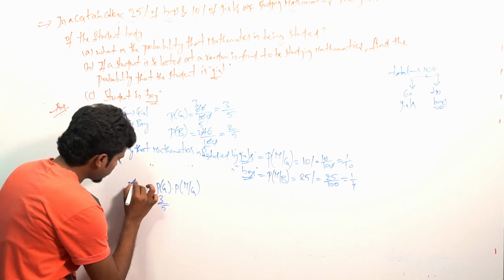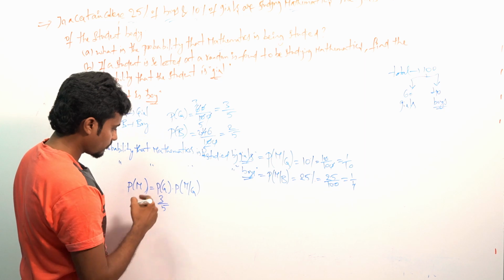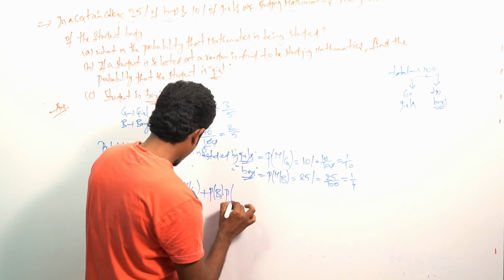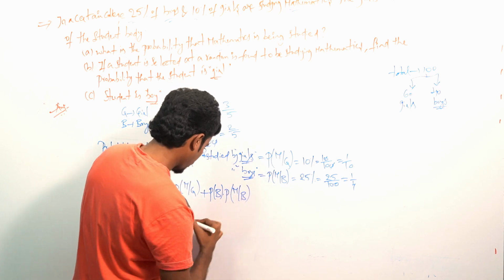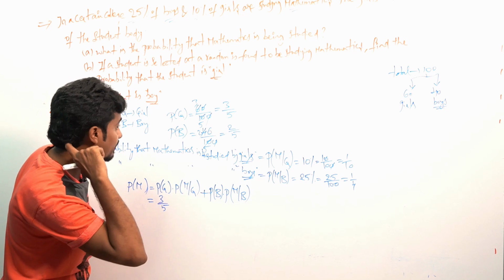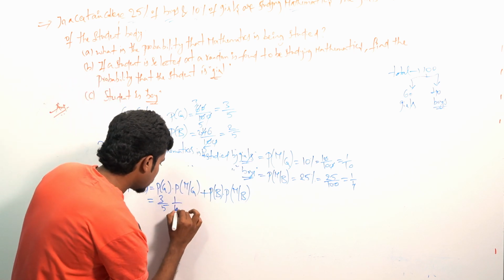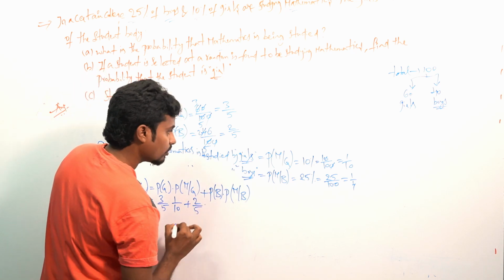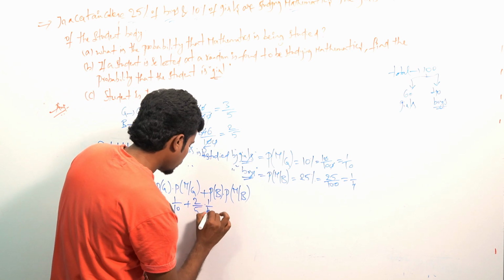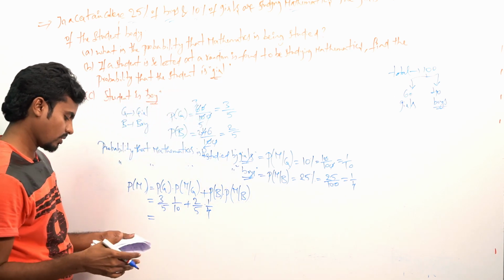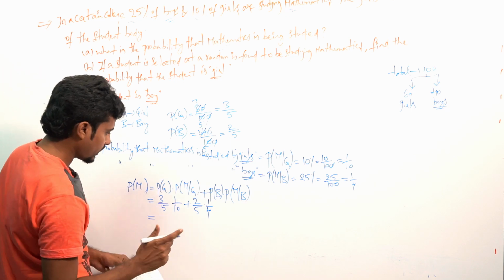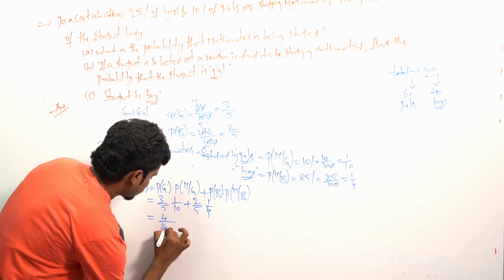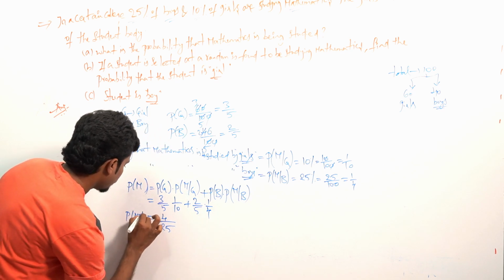If I take the whole mathematics, P of M, what will happen? P of G into P of M by G plus P of B into P of M by B. Here 3 by 5 into M by G means 1 divided by 10, plus P of B, which is 2 divided by 5, into P of M by B, that will be 1 divided by 4. If you solve this, you will get 4 divided by 25. This will be the probability of mathematics.